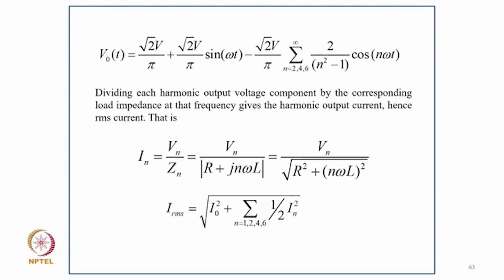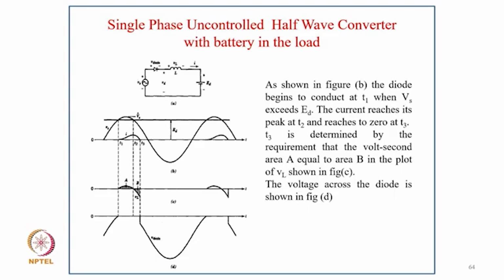Dividing each harmonic output voltage by the corresponding load impedance at the given frequency gives the harmonic output current. Hence the RMS current In equal to Vn upon Zn equal to Vn upon R plus jn omega L, or equal to Vn upon under root R square plus (n omega L) square. So IRMS equal to (I0 square plus the summation of In square, for n equal to 2, 4, 6) to the power half.